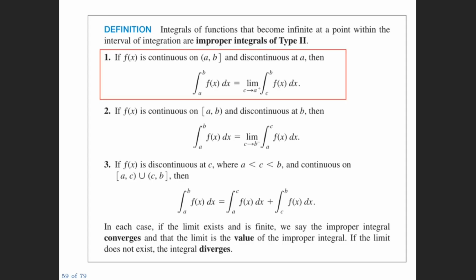The first rule is one we've just done. If we have a continuous function on the half open interval between a and b, where it's discontinuous at a, then we need to replace a by a letter, let's say c, and then we take the limit as c tends to a from the right.